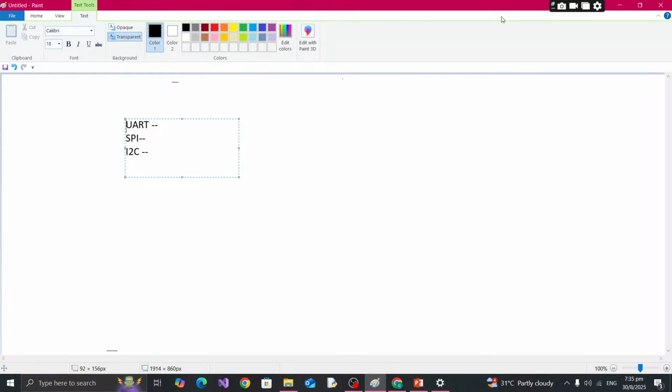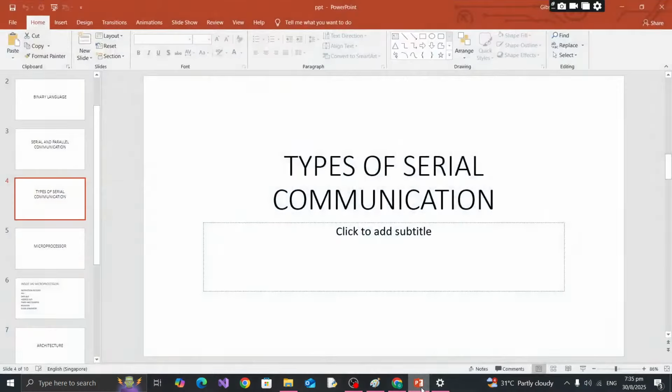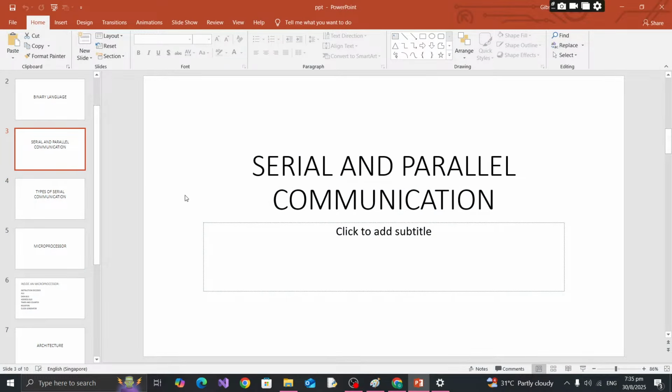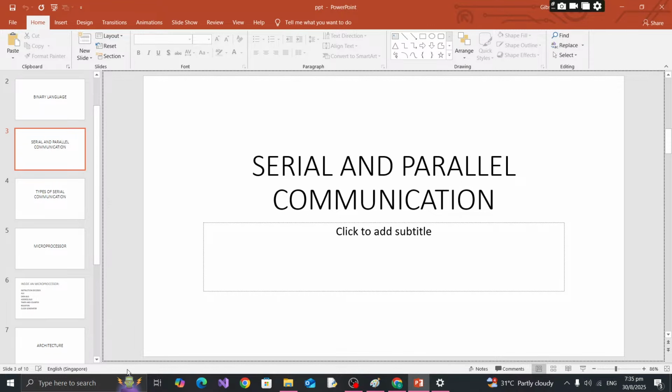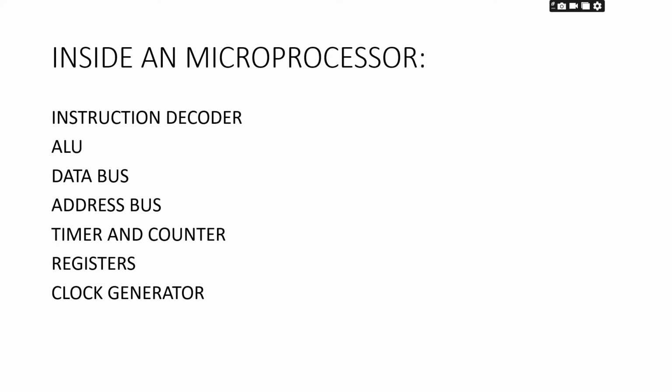So we know what is serial and what is parallel communication, and we came to know what a binary language is and how it works. We know what is analog and digital, then what is a microprocessor. Inside the microprocessor we have this hardware, and it acts like a human brain. Since the mom gave some instruction to her boy to turn off the light, that instruction has to be stored inside a memory. So that fellow has some memory.